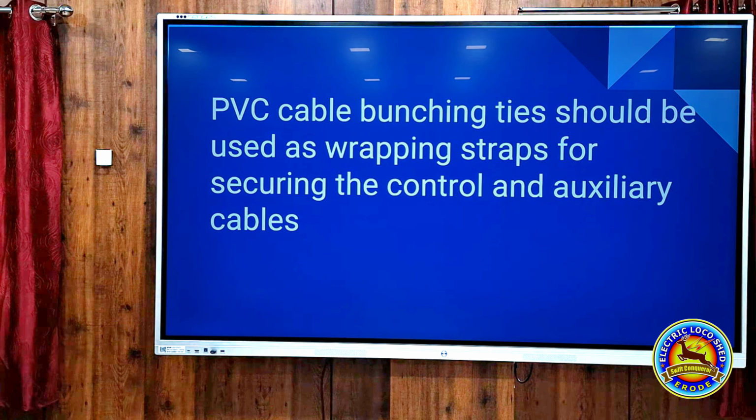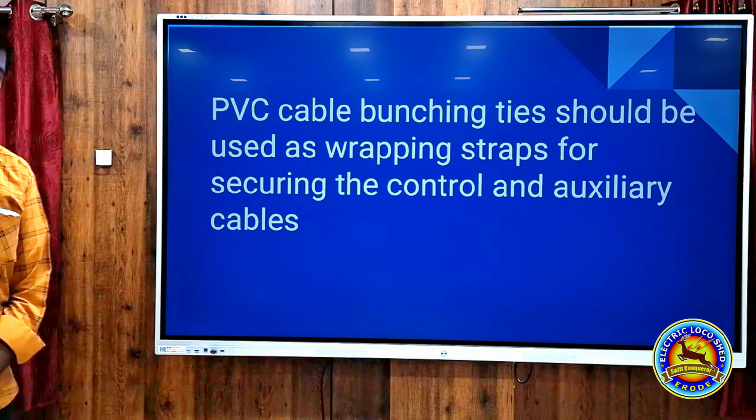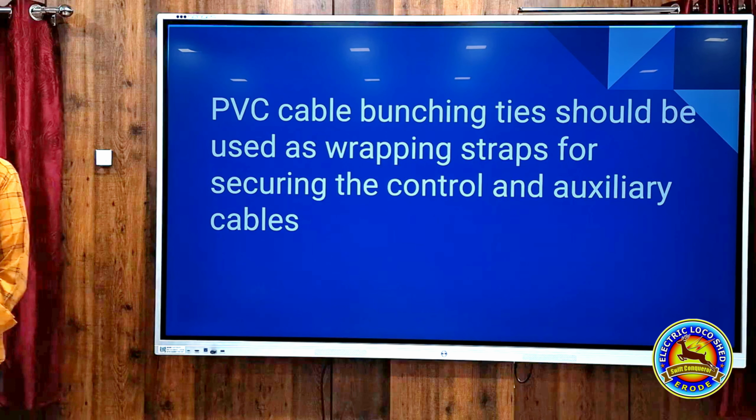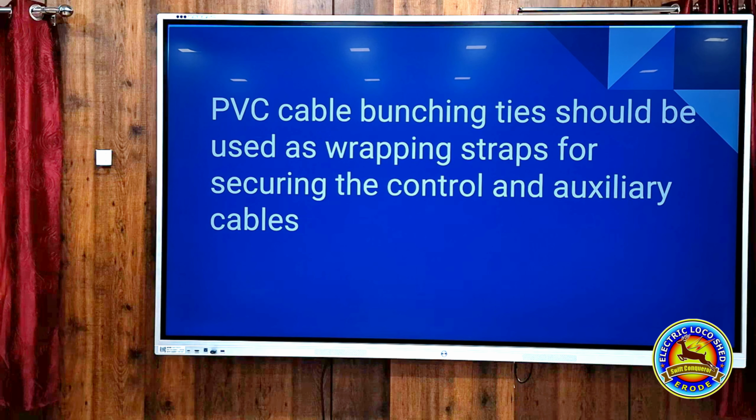PVC cable bunching ties should be used as the wrapping straps for securing the control and auxiliary cables. Only cable ties as per CLW specification should be used. That is, the CLW ES/3/054 specification is there, that we have to use. Different size cable ties are available and it is a stock item also. We have to use those cable ties only. We should not use non-standard cable ties or non-standard material for cable bunching, because that will damage the cable and is prone to fire also.